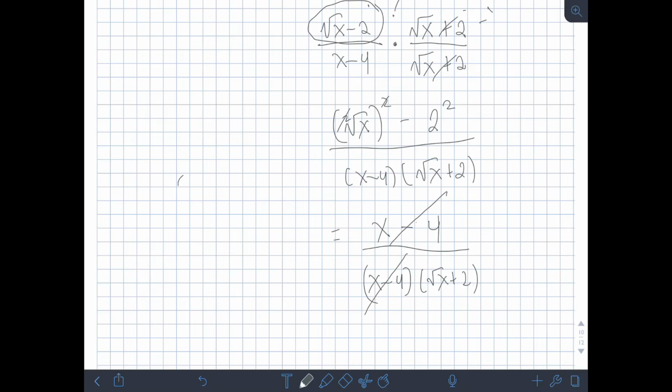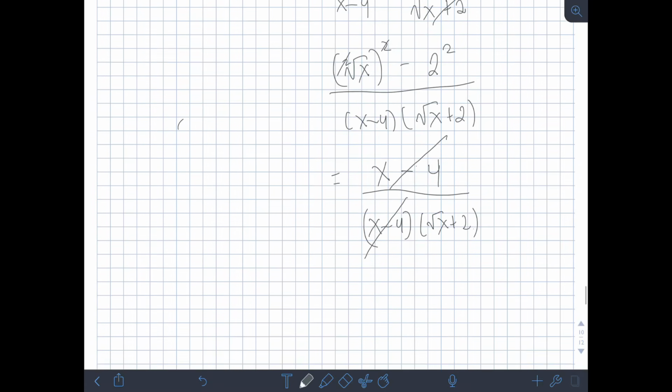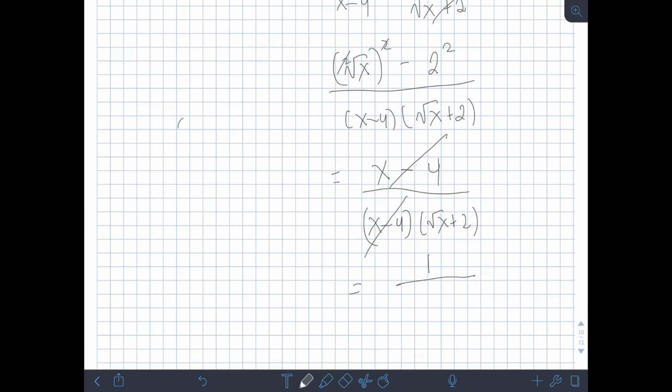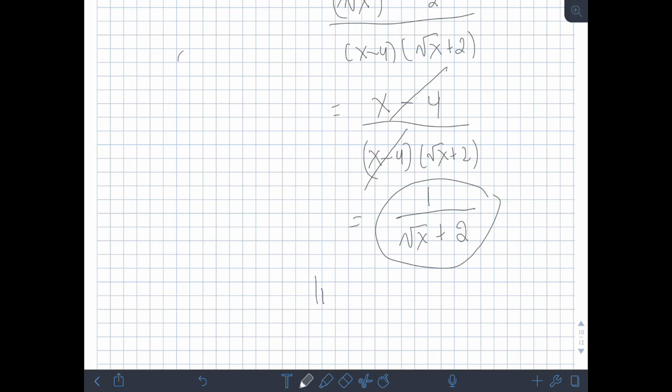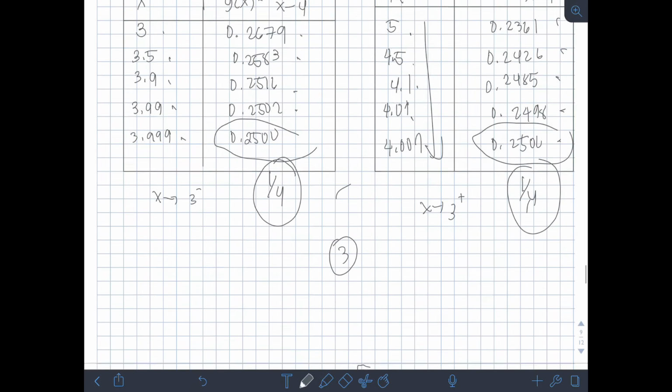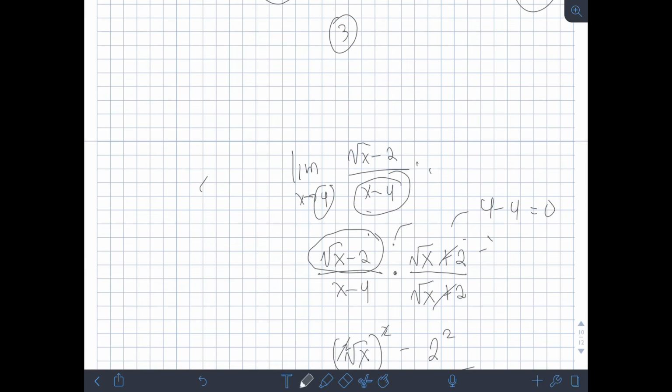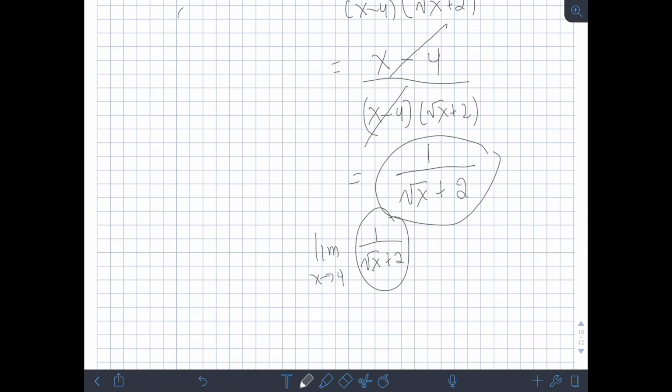So, makakancel yung x minus 4 sa numerator tsaka denominator. Matitira ay 1 over square root of x plus 2. So, therefore, ito na yung hahanapan natin ng limit. So, limit of 1 over square root of x plus 2 as x approaches 4. Ito yung simplified form nung original expression natin for g of x na square root of x minus 2 over x minus 4. Ginawa natin yon para ma-evaluate natin yung limit natin as x approaches 4, which is hindi na magiging undefined, right?